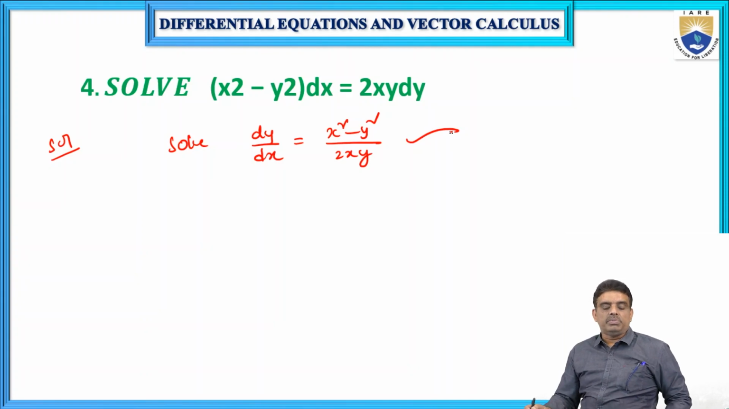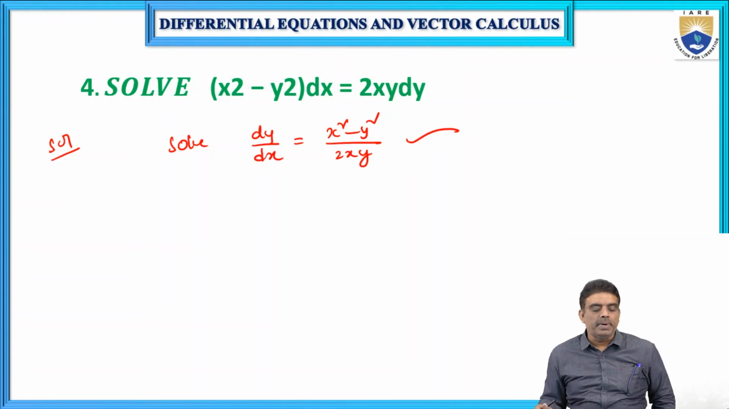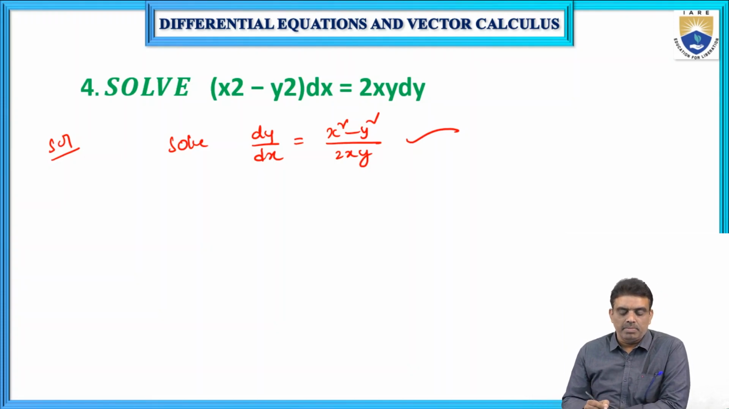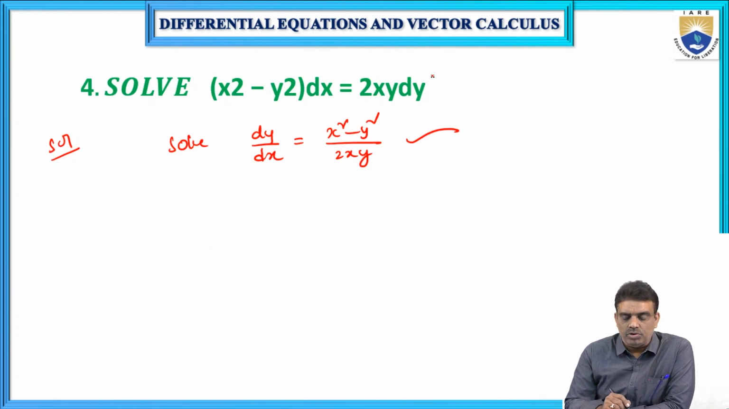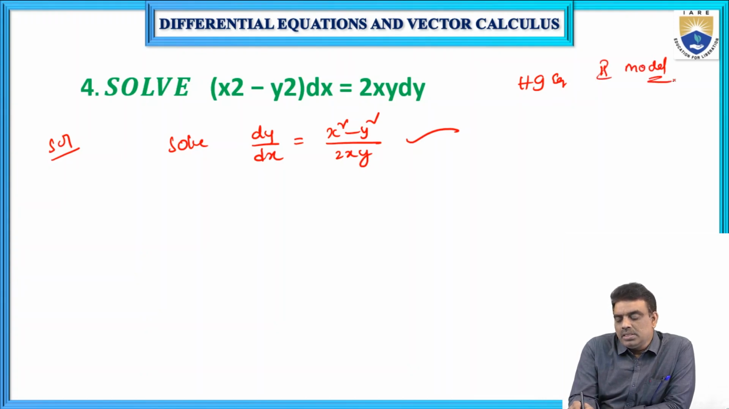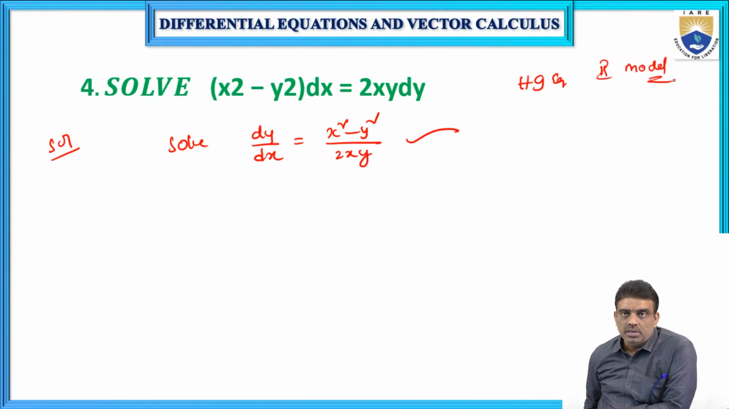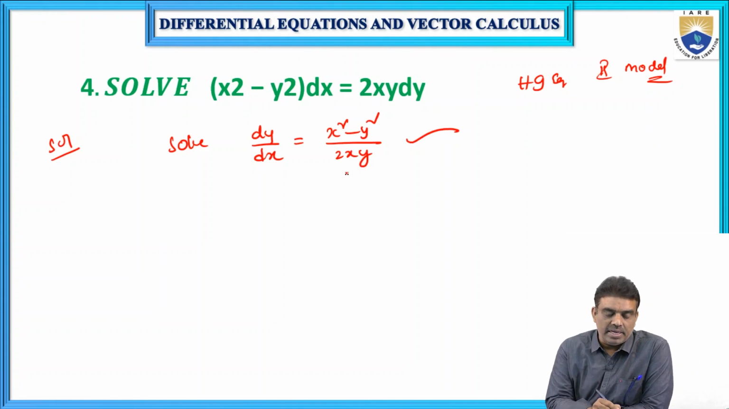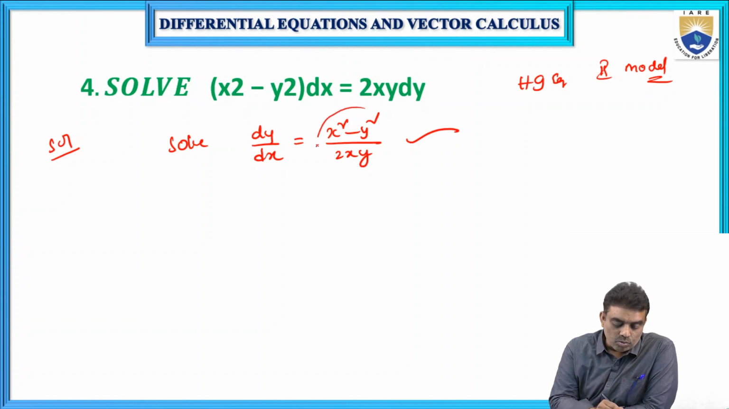So first we have to observe which method is applicable to this given problem. You can use the Mdx plus Ndy is equal to 0 model, or you can do the homogeneous equation. The first model is variable separable. The second is homogeneous equation. To apply homogeneous, you have to observe whether the given equation is a homogeneous differential equation or not. So clearly it is a homogeneous function.